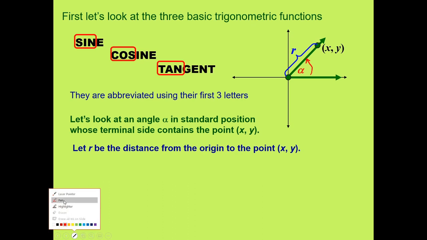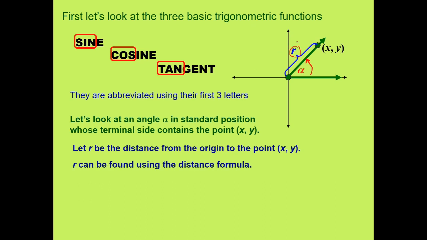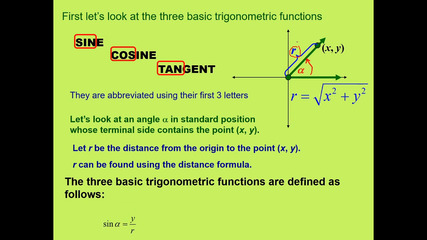So, as you can see here, this is the r. R can be found using the distance formula, that is equal to the square root of x squared plus y squared. So we have the three basic trigonometric functions, which are defined as sine alpha is equal to y over r, cos alpha is equal to x over r, and tan alpha is equal to y over x.